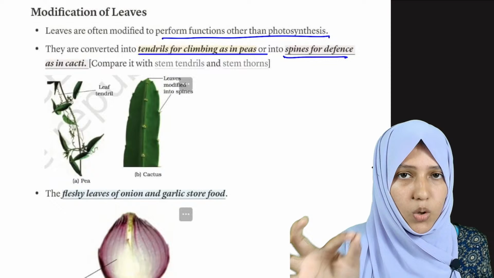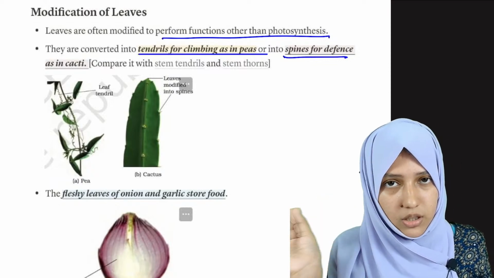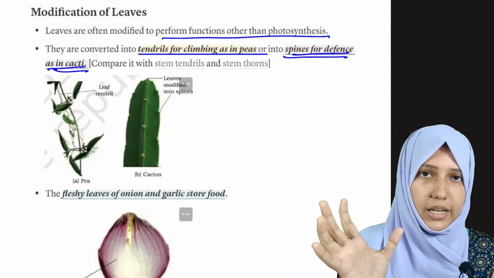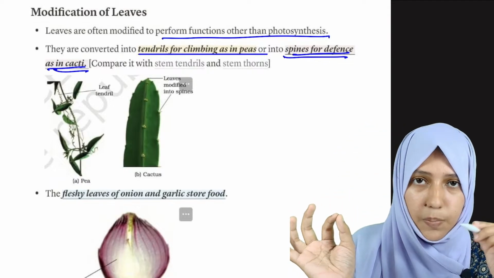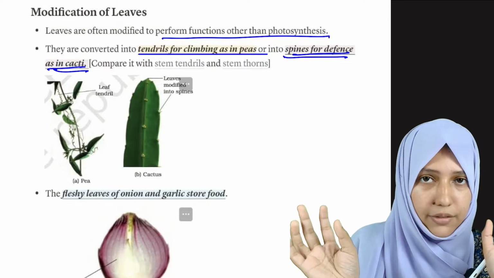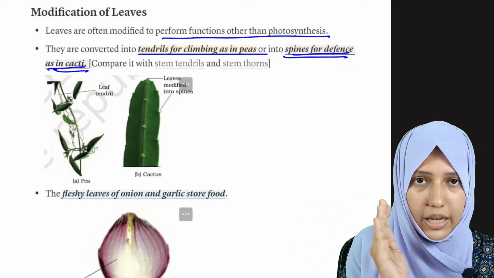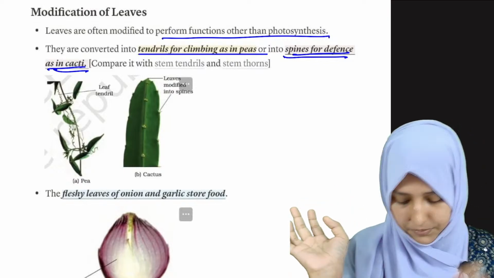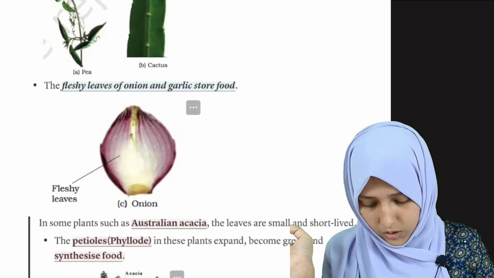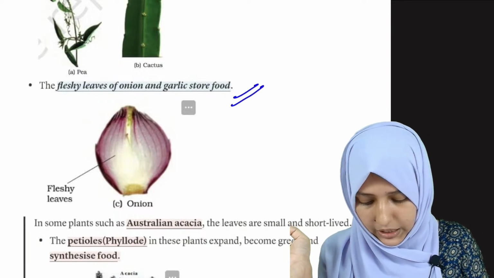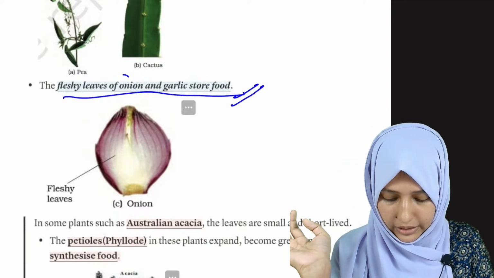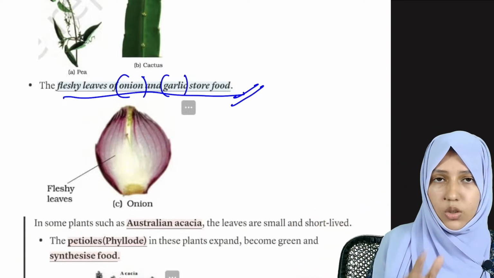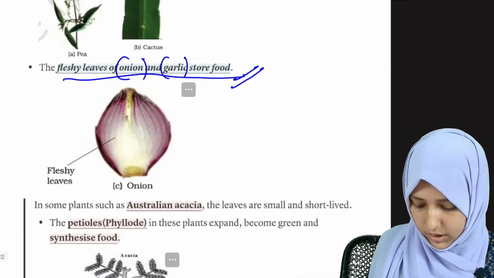Thorns present in bougainvillea and citrus are modifications of stem, but spines for defense, as in cactus plant. In cactus plants there will be spines. This is modification of leaf. Please note the point: in leaves it is tendrils and spines, and in stems it was tendrils and thorns. Clear? Okay, now if the leaves are fleshy, like onion and garlic, it is a mode of modification of leaf.